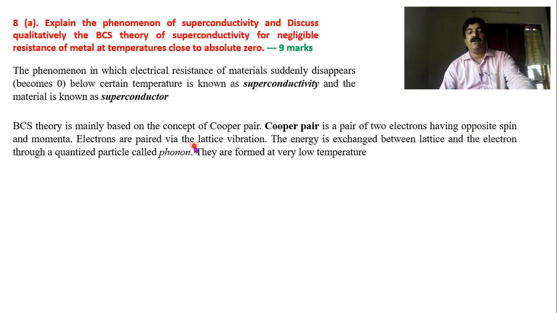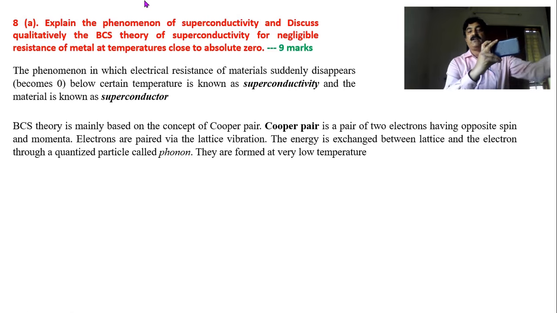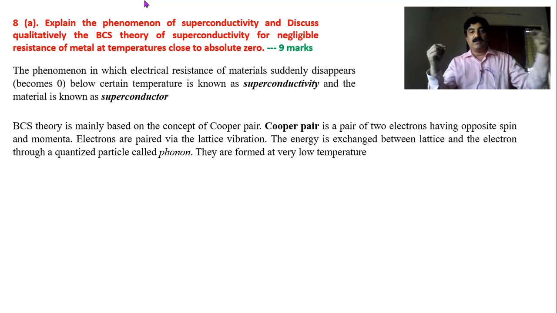Electrons are paired via lattice vibration. Energy is exchanged between the lattice and the electron through a quantized particle called a phonon. They are formed at a very low temperature. I already explained this in my regular video. Let us say this is a lattice plane where atoms are sitting here and there. One electron is going like this, another electron is coming from this side. So when 2 electrons are moving in opposite directions, they form a pair.